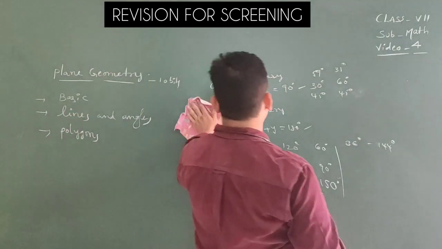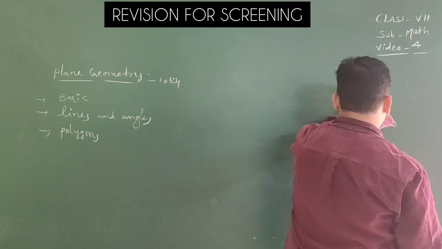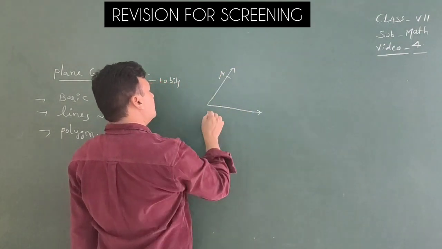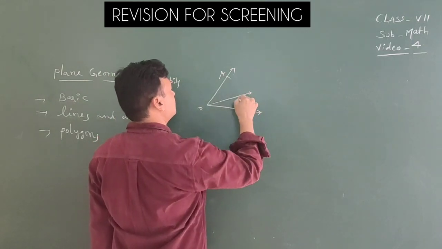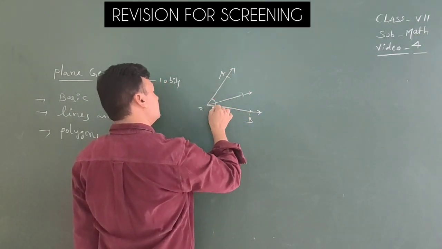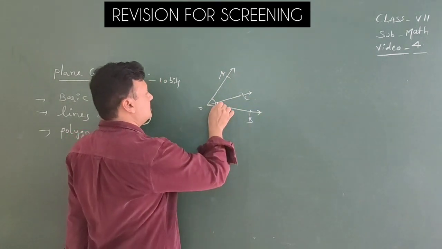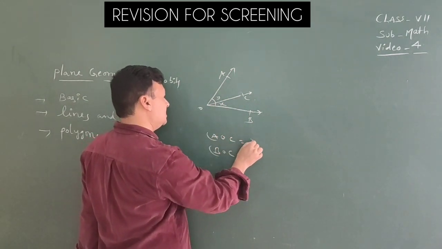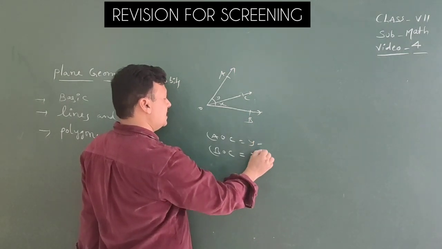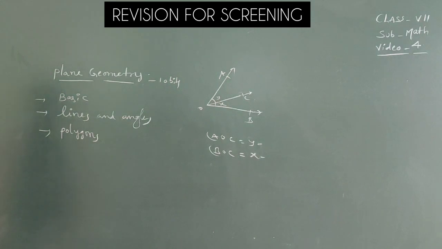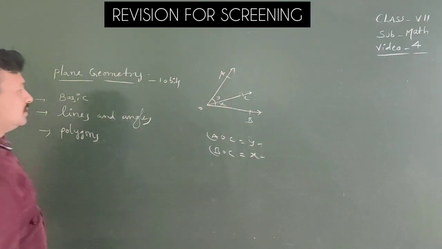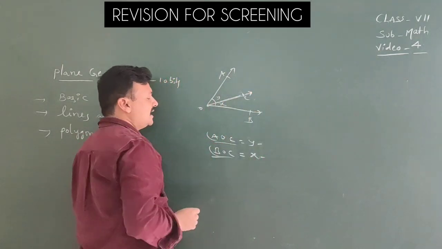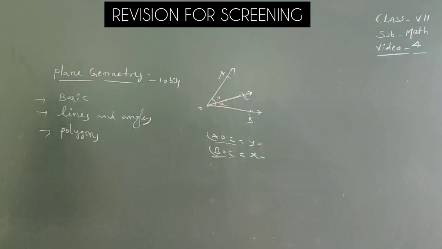Next, adjacent angles. Here, angle AOC and angle BOC. X and Y are said to be adjacent if and only if they have a common vertex and a common arm. AOC and BOC have a common vertex O and common arm OC. That's why these two angles are adjacent angles.